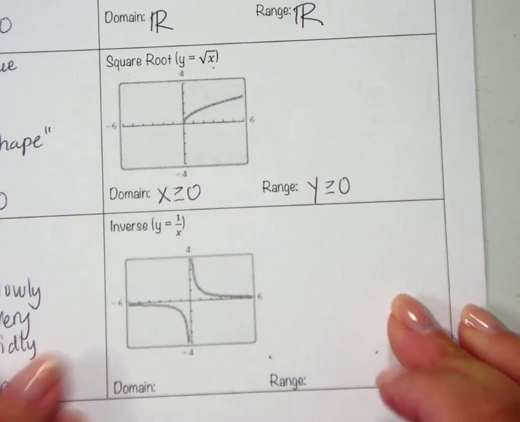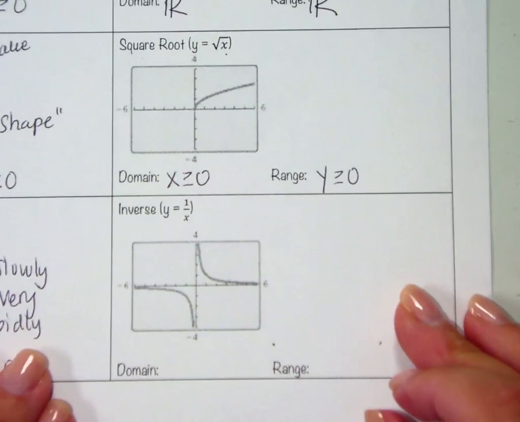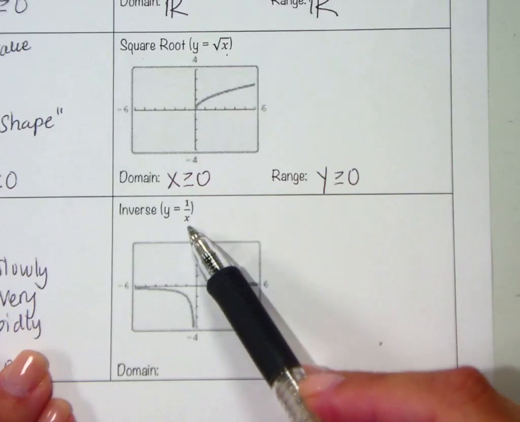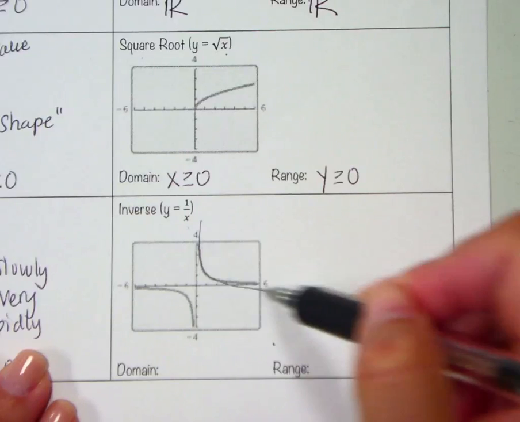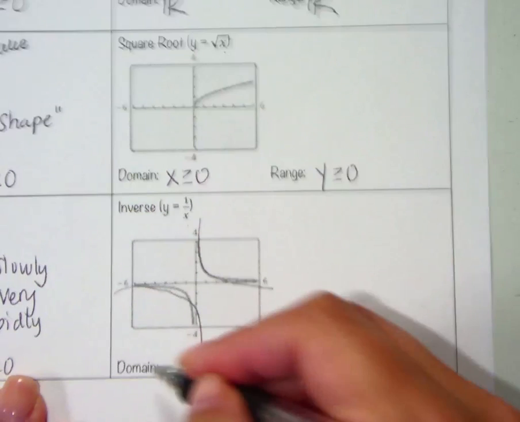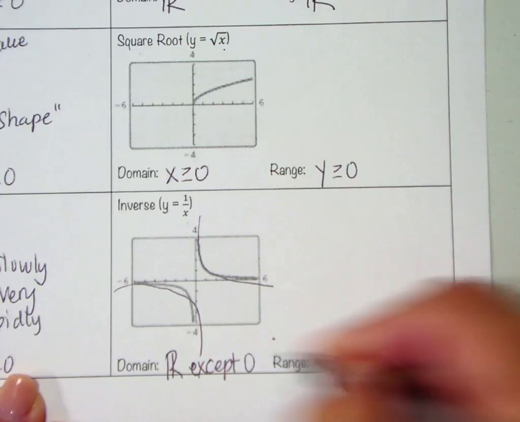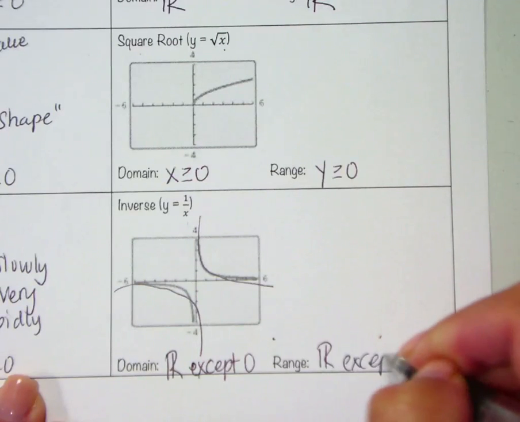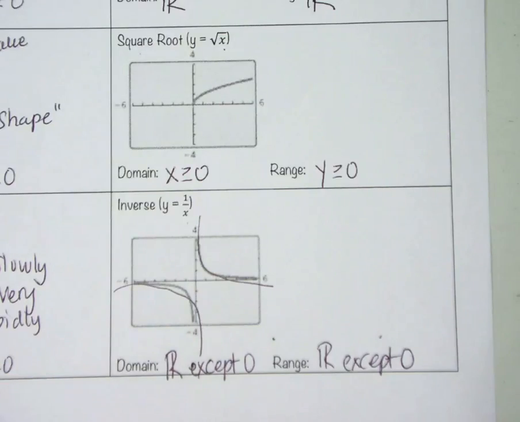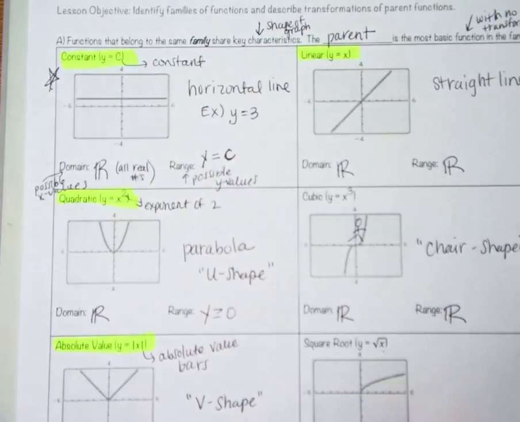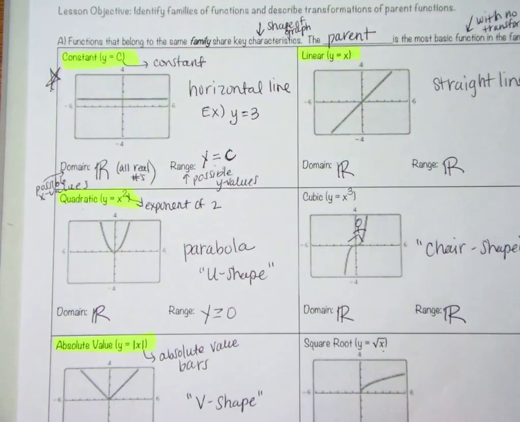And then finally, our last one, which is one that you'll probably have the least exposure to, is what we call the inverse function. So you see 1 over x. The graph has these two bars. Both domain and range are all real numbers except 0. So again, focus on the 4 that I highlighted for you. Know what the equations are of the parent functions. Know what the general graph looks like.